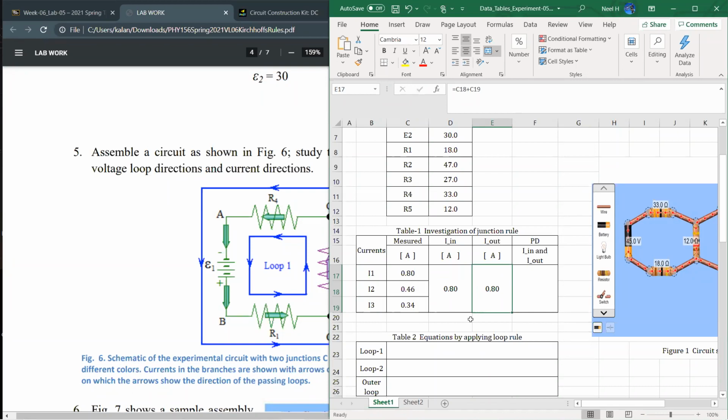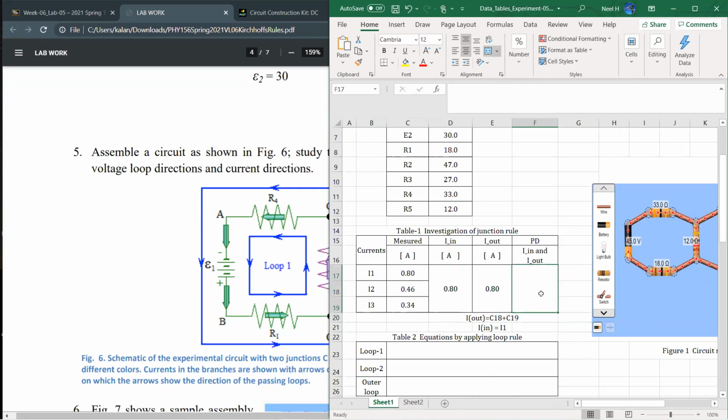So let me add that equation right here. This is going to be then I out. Okay, I in is actually just the current I1. Okay, I in is equal to just current I1. Those are the two functions we need for this table. Any question?